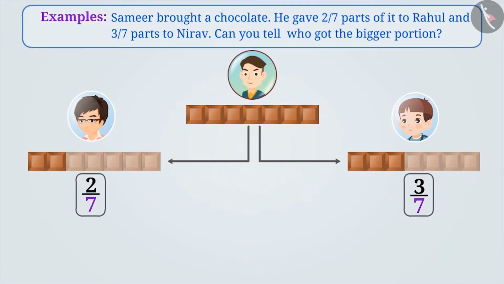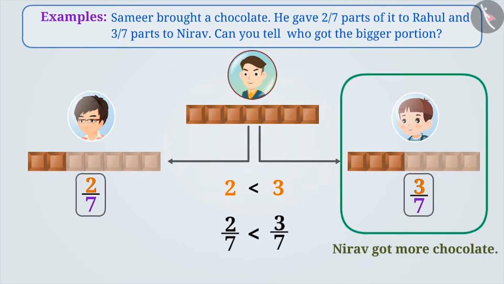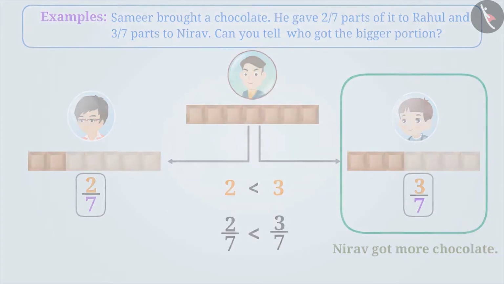Let me tell you, since the numerators of these fractions are different, it means the number of parts taken is different. Numerator 3 of 3 by 7 is greater than the numerator 2 of 2 by 7. Therefore, the fraction 3 by 7 is greater than the fraction 2 by 7. Thus, Nirav got more chocolate.